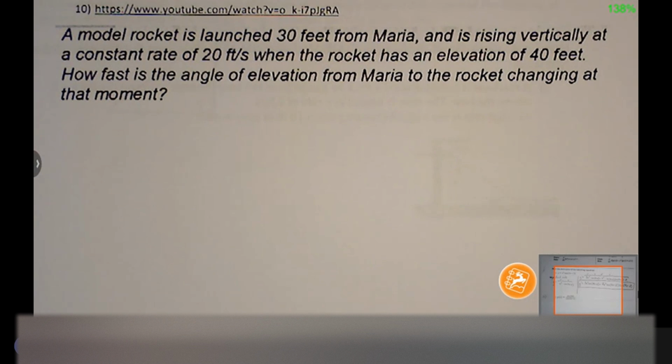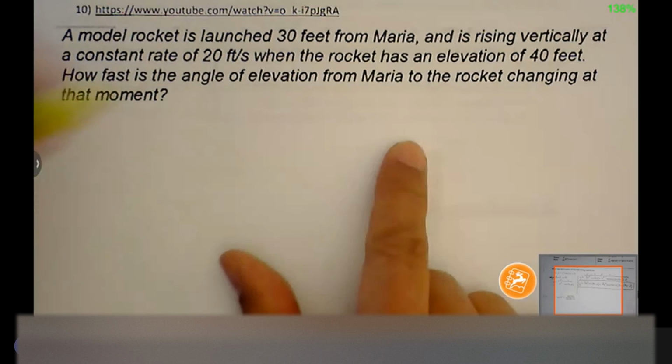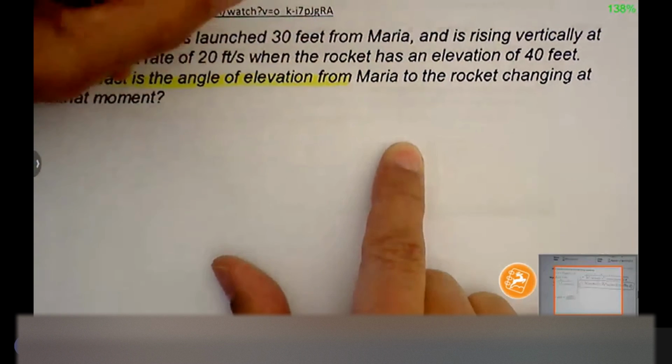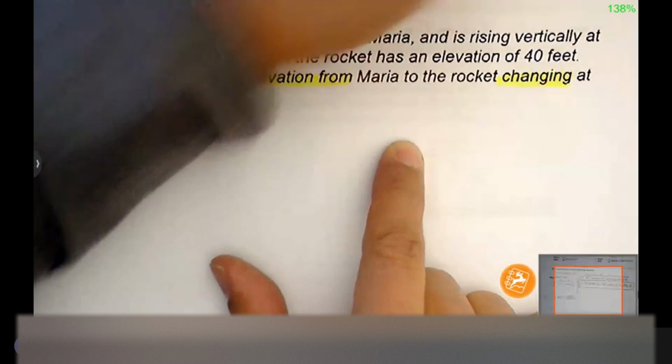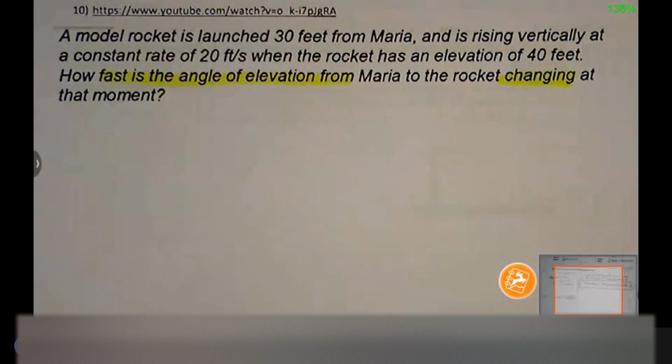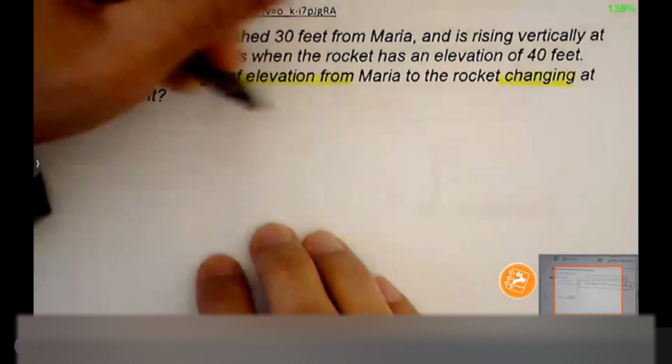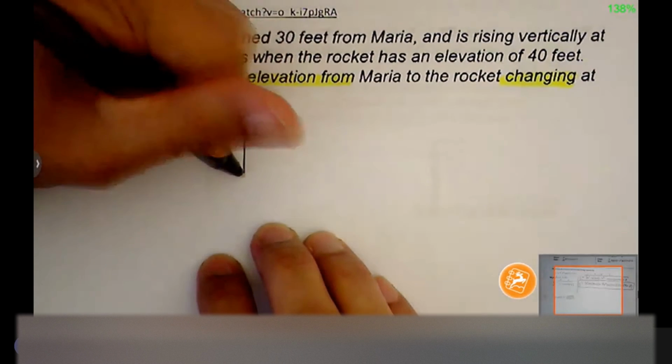All right, let's read the problem here. A model rocket is launched 30 feet from Maria, rising vertically at a constant rate of 20 feet per second when the rocket has an elevation of 40 feet. How fast is the angle of elevation changing? Okay, so with all these related rates problems, we're going to be involving d theta dt, but let's build our triangle first.